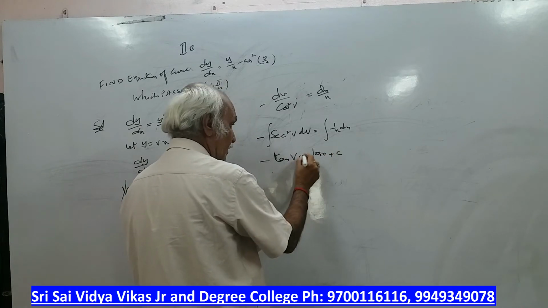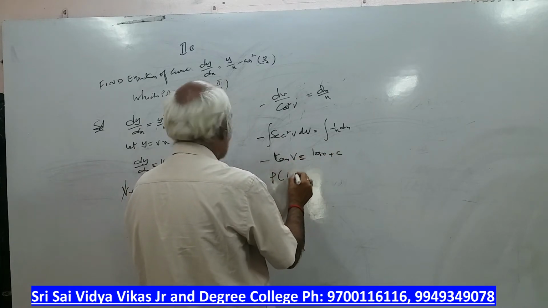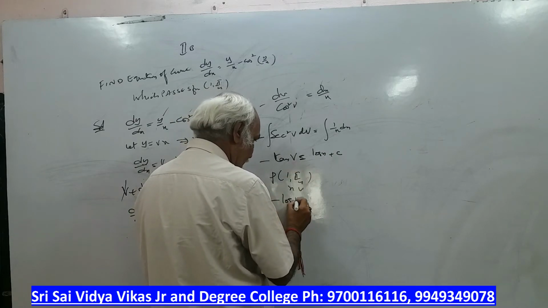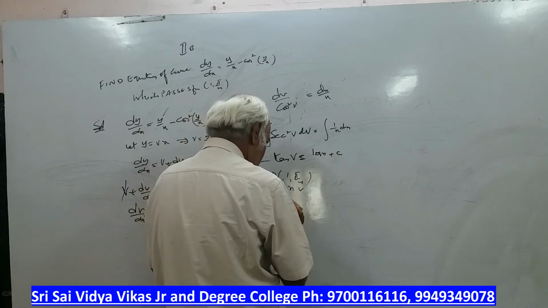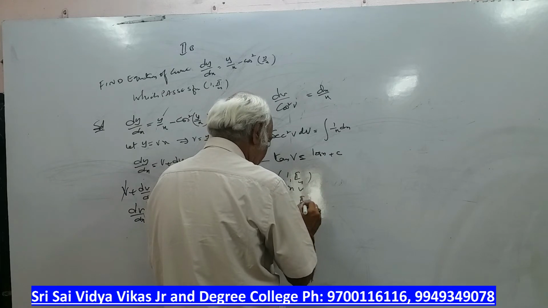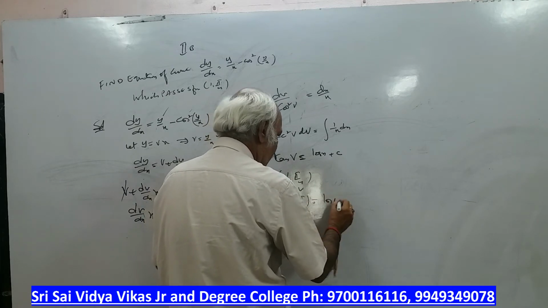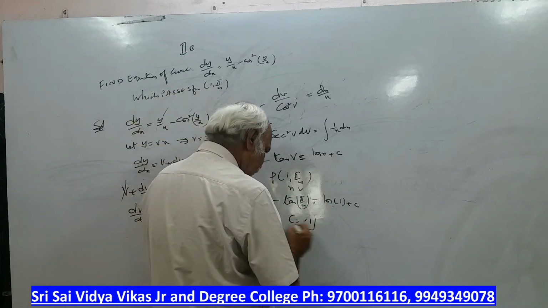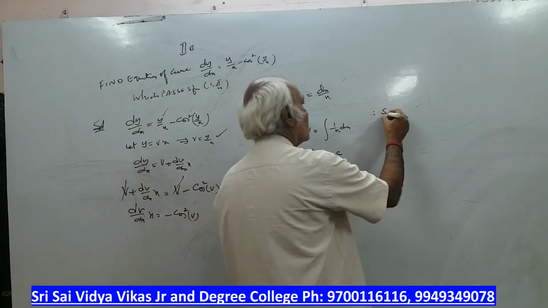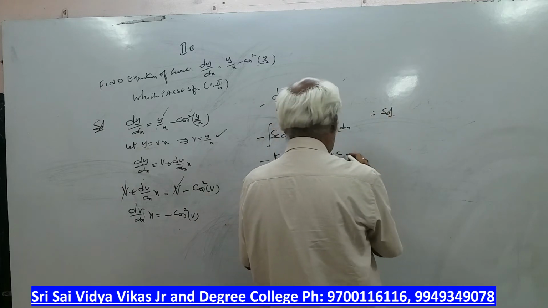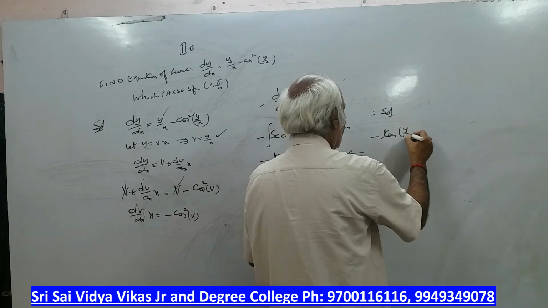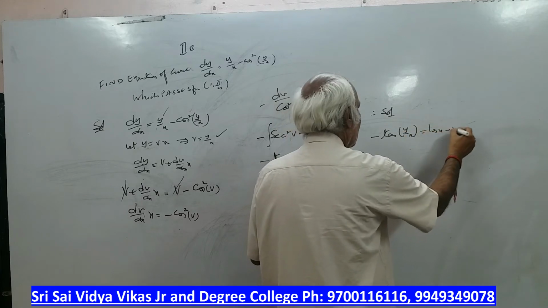Put again, what is the point? 1 comma pi by 4. This is the x value, this is the v value. Tan pi by 4 is equal to minus log 1 plus c. Tan pi by 4 is 1. So what is the c value? 1. Therefore, what is the solution here? Tan v, where v is y by x, is equal to minus log x plus 1.